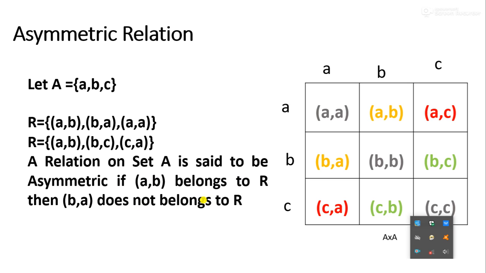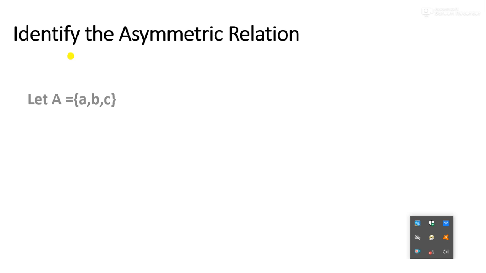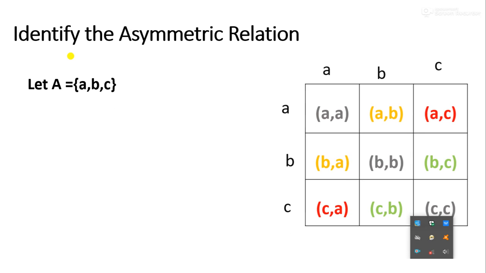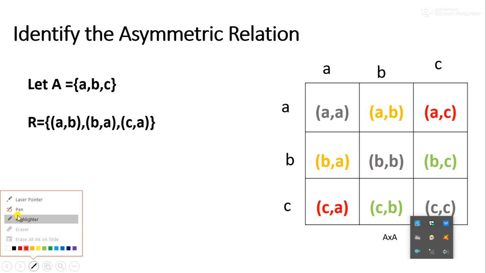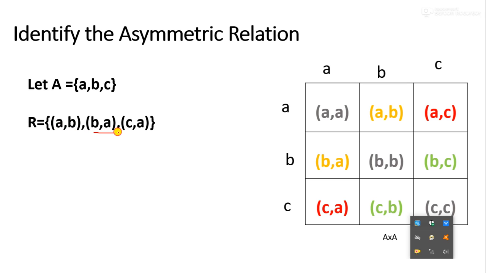I am going to give you more examples of asymmetric relations which will help you to understand the concept better. So we have set A, and this is the matrix representation of A cross A, and these are the elements of the cross product. Now we need to identify which of the relations is asymmetric. So here in R1 we have AB, and we have another element, that is BA. So AB and BA are symmetric to each other. So this relation contains the symmetric pair. Therefore the relation R1 is not an asymmetric relation.